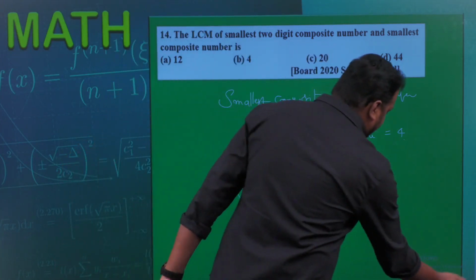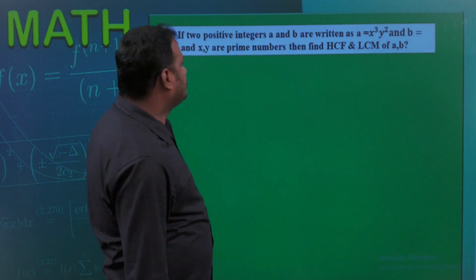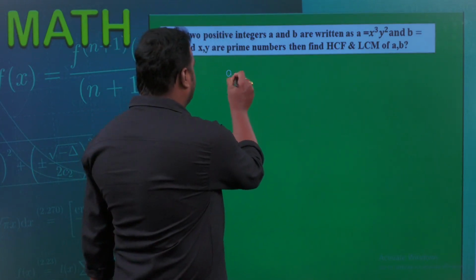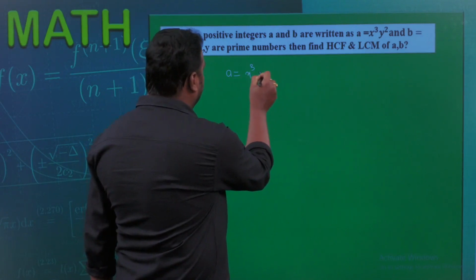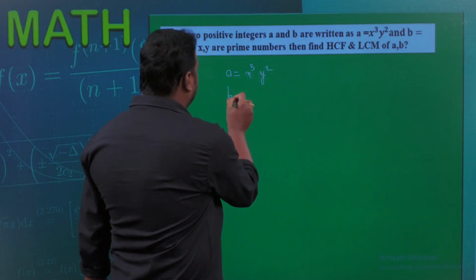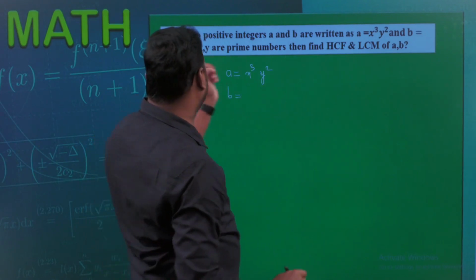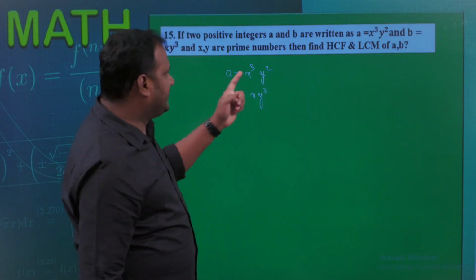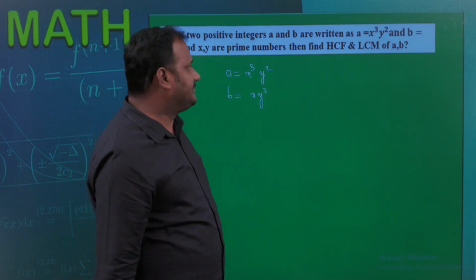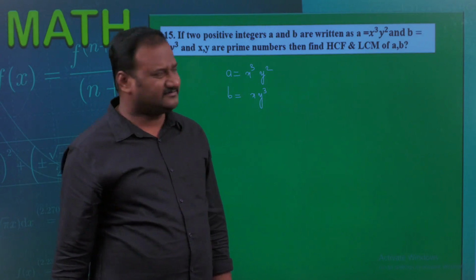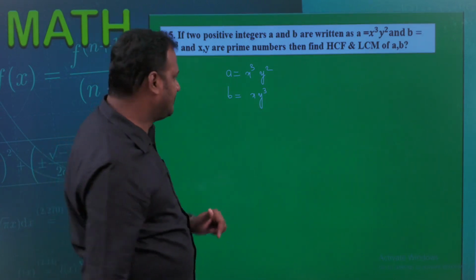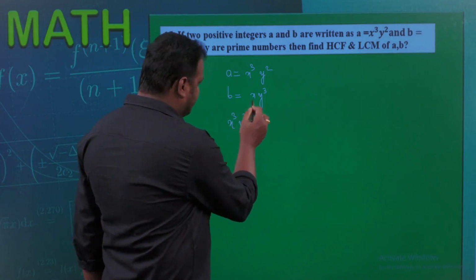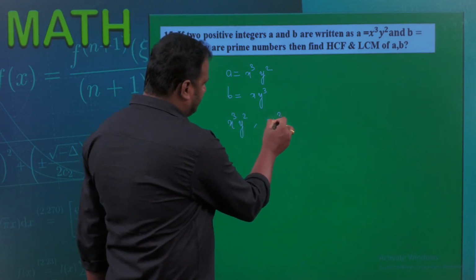The next problem: if two positive numbers a and b are written as a equal to x cube into y square and b equal to x y cube, where x and y are prime numbers, then find the LCM and HCF of a and b. I think we discussed a similar kind of problem. So taking x cube y square, the next number is x y cube, right?